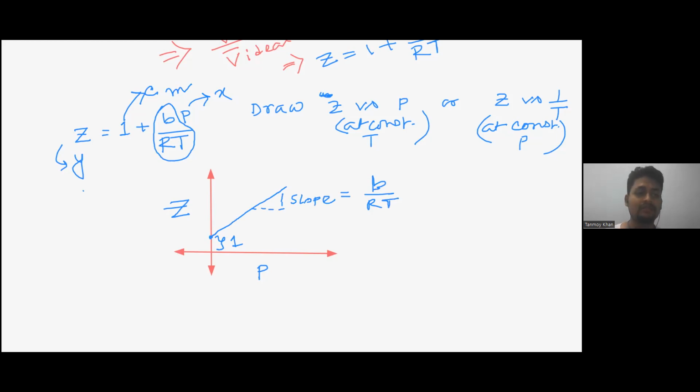So this is very easy. And in the similar case, just think of it like that. If instead of P it is 1 by T, then also it will be a straight line with an intercept of 1. But in that case, what will be the slope? The slope will be BP by R, right? So this is very easy.